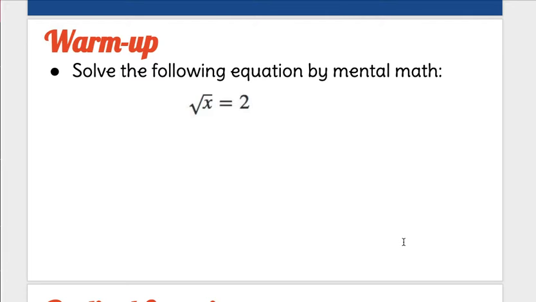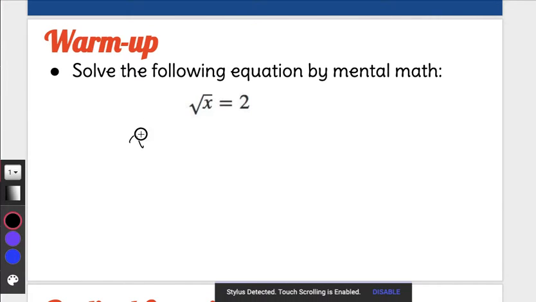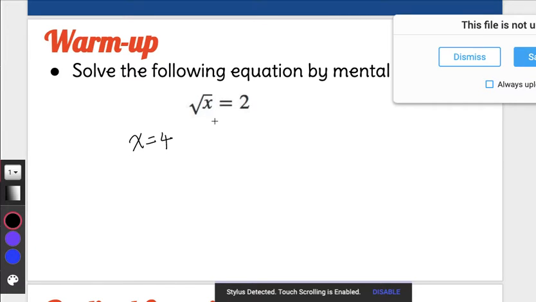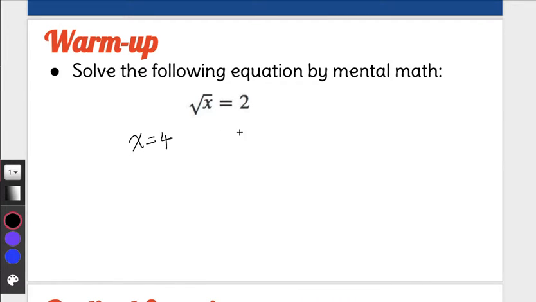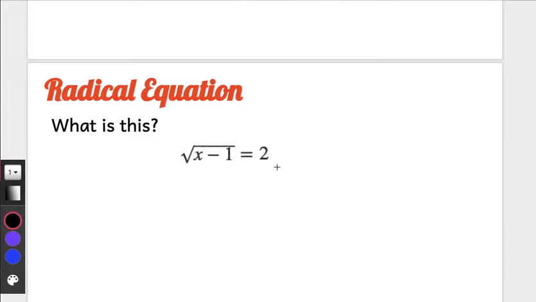So you probably already have figured out the idea. We know x equals 4 can make it happen, because the square root of 4 is 2. So that means that works. As you can see, the most important part to note in this kind of equation is that there is a square root symbol. This kind of equation we call a radical equation.